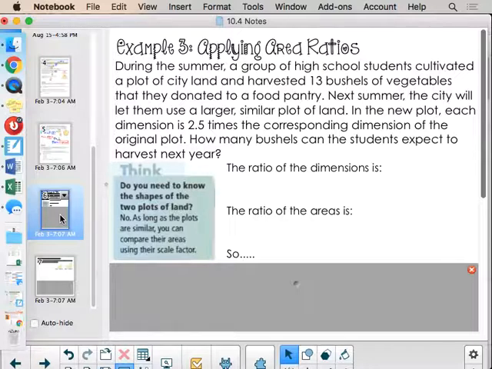What was I just given here? 2.5 times. So what was I given? I heard it. The scale factor, very good, because everything's getting enlarged 2.5 times. How many bushels can the students expect to harvest next year? I do not need to know the actual area of these plots of land because I have been told that it is similar. And because it is similar, all I really need to do is create those ratios, create those proportions. So let's start off with the ratio of the dimension, also known as the scale factor.